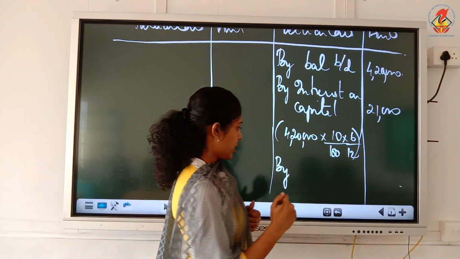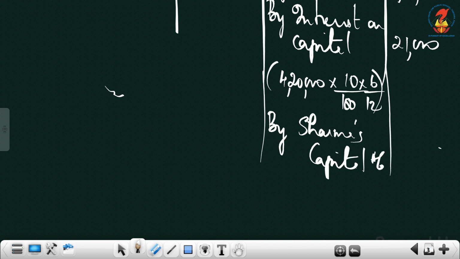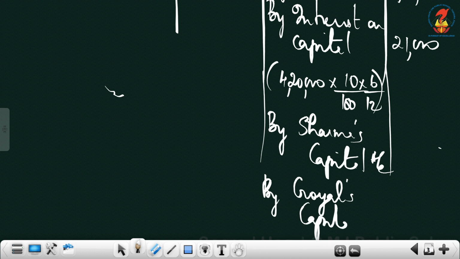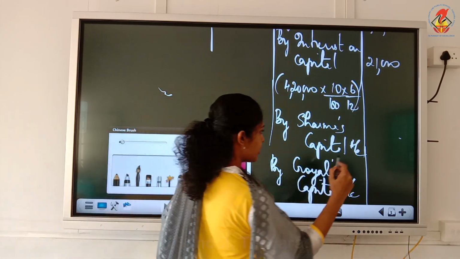Okay? So the correct step is you should write it separately, like by Sharma's capital account and by Goyal's capital account. And 35,000 we will divide equally between partners, so 17,500 each.